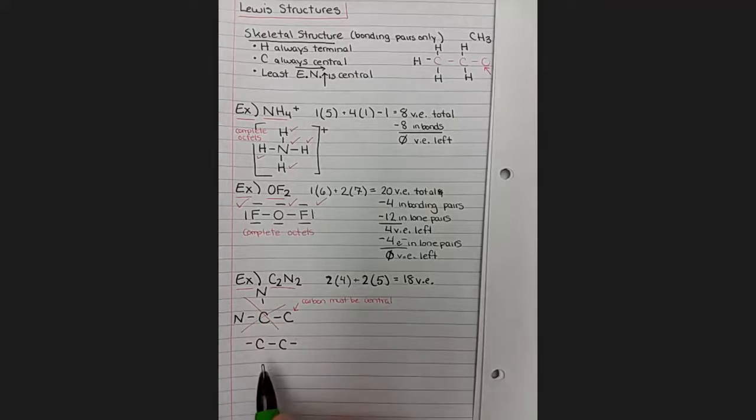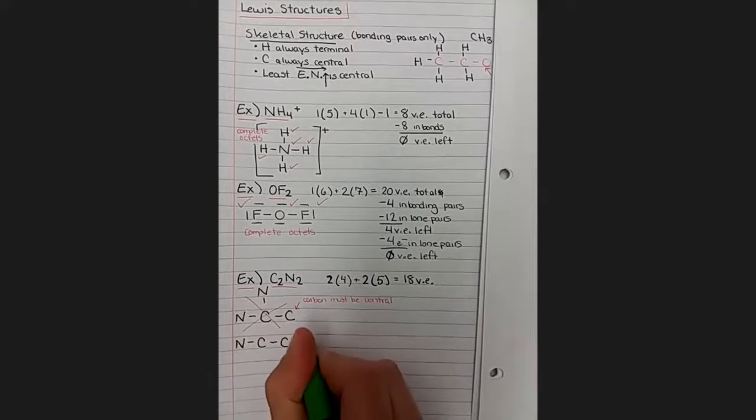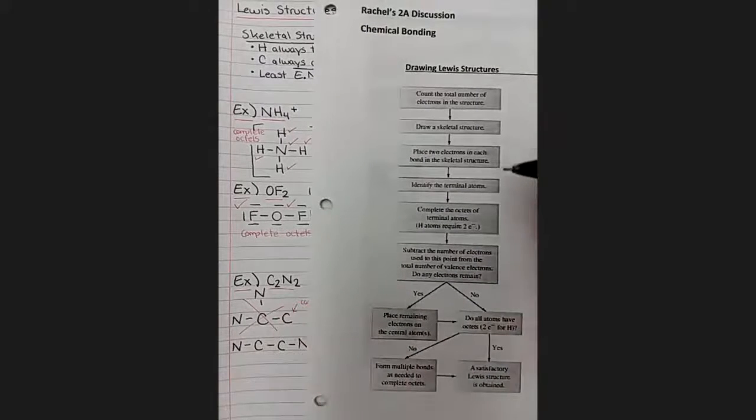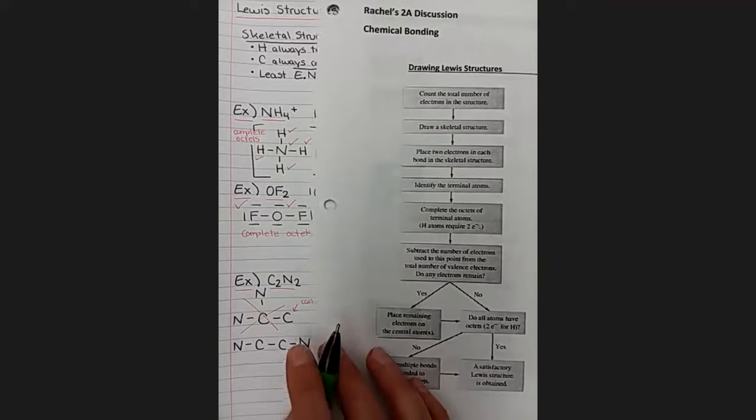So to keep them central, we need to put something on the end of the chain. So we'll put 1 nitrogen on the end of each chain. So we technically went back a step and we redrew the skeletal structure. We put 2 electrons in each of the bonds. Our terminal atoms are now nitrogen and nitrogen, and that looks better.